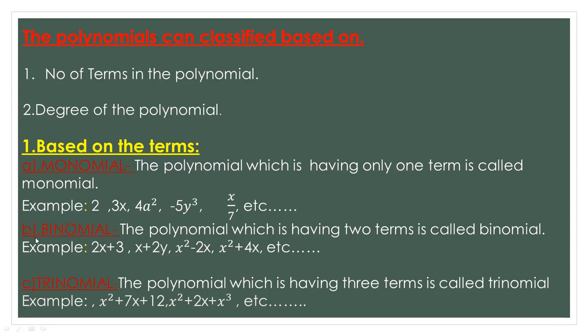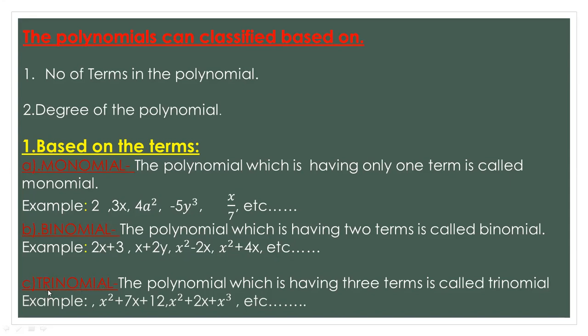So next, second one is binomial. Bi means how much? 2. So the polynomial which has two terms is called a binomial. The terms are linked by plus or minus, as I already told. Example: 2x plus 3, comma, x plus 2y, comma, x square minus 2x, comma, x square plus 4x. Like this we want to write examples. Always observe that two terms should be linked by plus or minus, then it should be called a binomial. Okay, two terms.